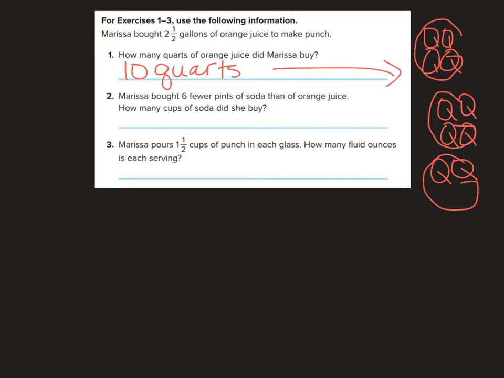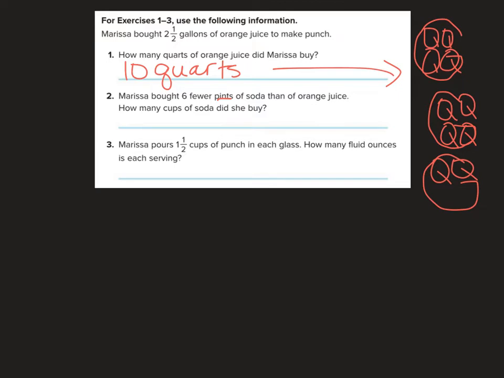Okay. Marissa bought 6 fewer pints of soda than orange juice. How many cups of soda did she buy? So we got to use the information we got last time. Okay. So she bought 2.5 gallons of orange juice. So let's figure out how many pints are in 2.5 gallons of orange juice.